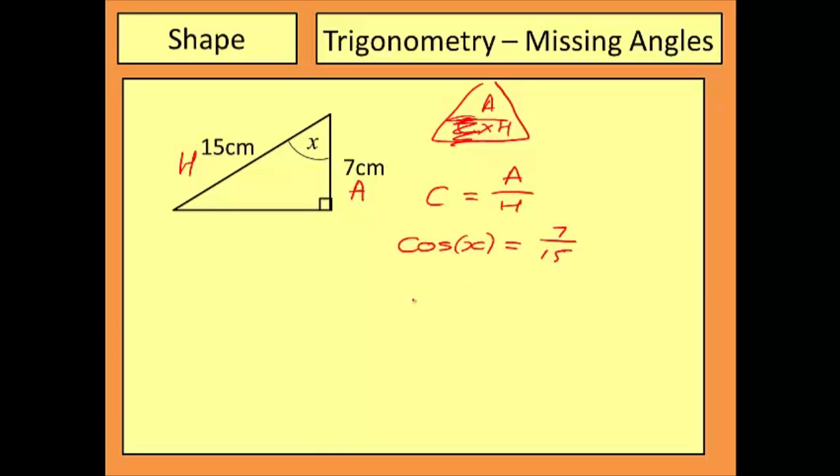To type this into your calculator I'm going to go shift function and press the cos button. This will give me inverse cos and I'm going to type in 7 divided by 15. When I press enter this will give me the correct answer of 62.2 degrees as my missing angle X.